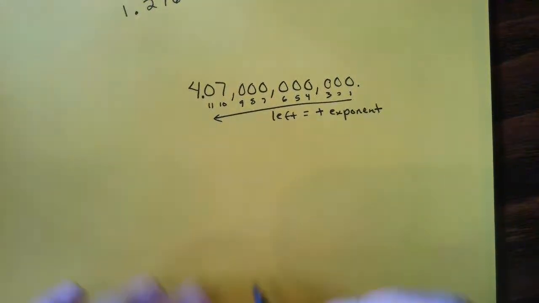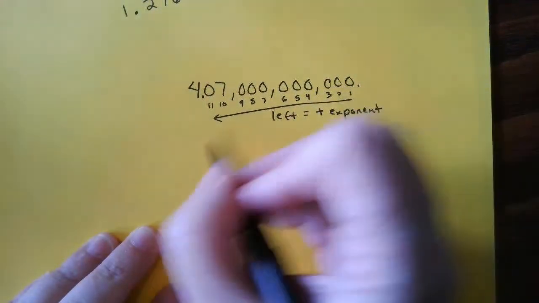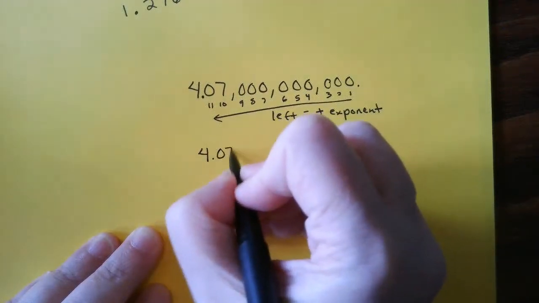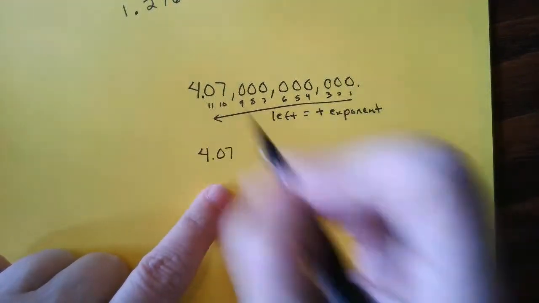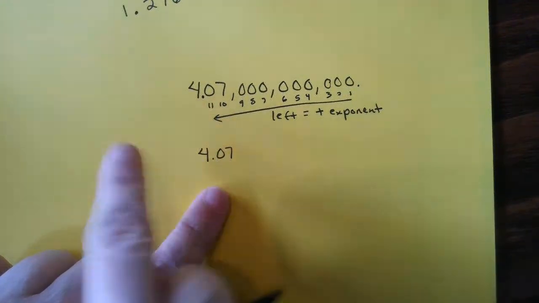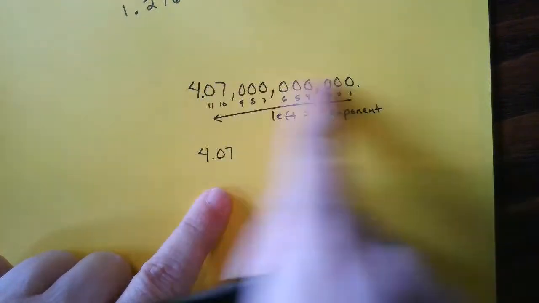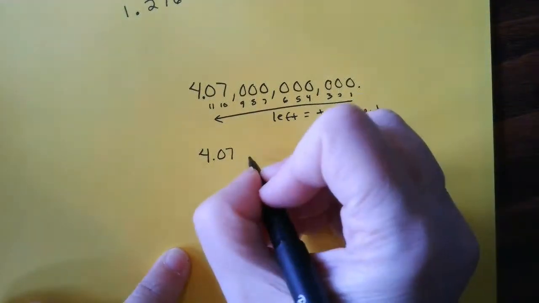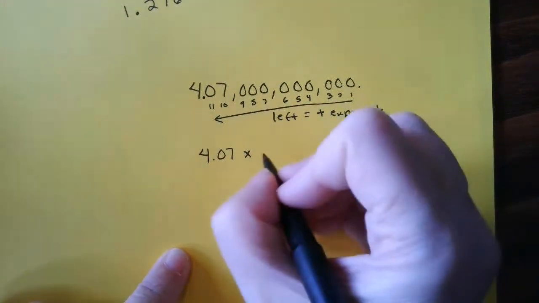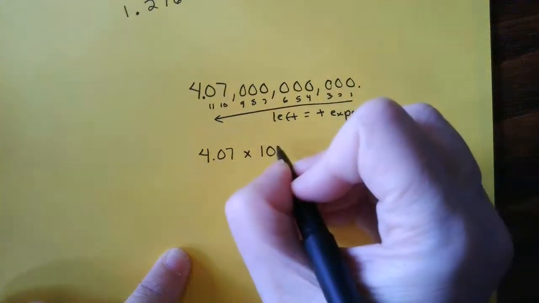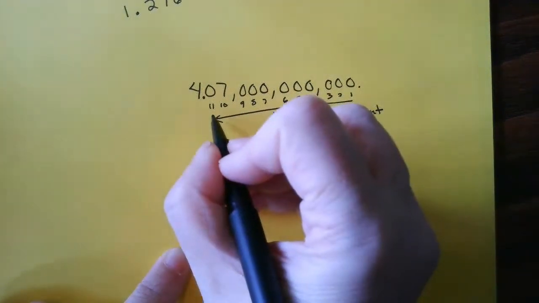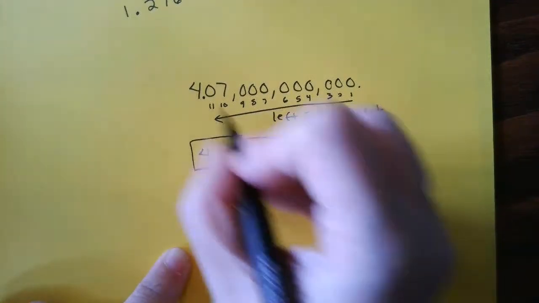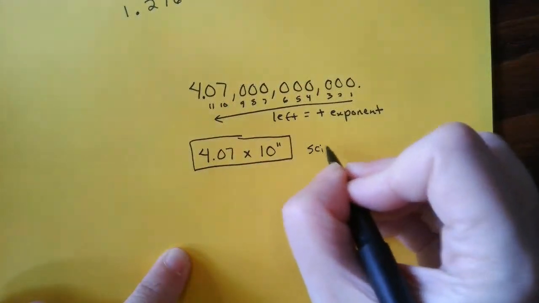I know it is the opposite of what you're used to. So I'm going to rewrite this number now as 4 and 7 hundredths. I'm going to rewrite the numbers only until I start hitting all those zeros, till I start hitting the block of zeros. And then I'm going to multiply it by 10 to the 11th power, because I moved it 11 spaces. So here is this number written in scientific notation.